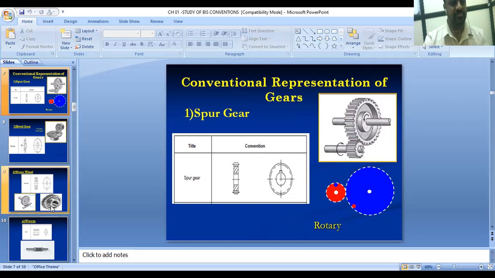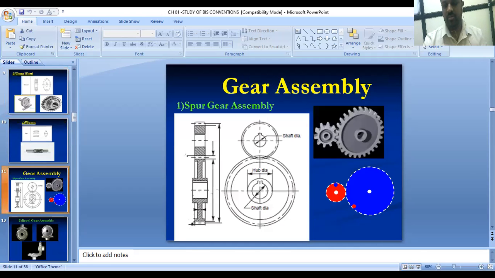Okay, now see gear assembly. Yes, screen is visible. Yes. Yes, sir. Now see, now we want to move toward the next point, that is the gear assembly. Okay, gear assembly. Okay, gear assembly.